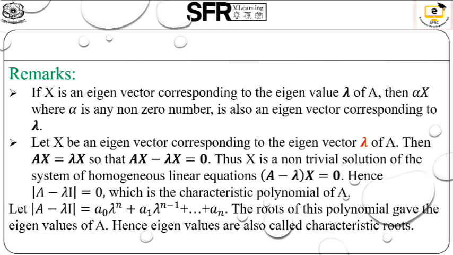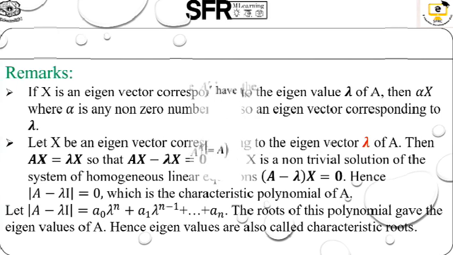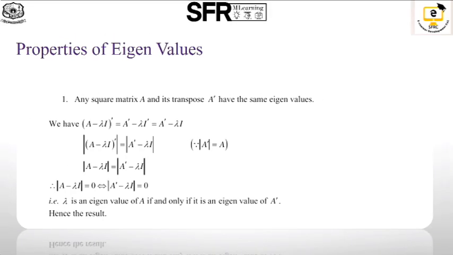Let modulus of A minus lambda I equal some polynomial, a0 lambda power n plus a1 lambda power n minus 1 plus etc. plus an. The roots of this polynomial give the eigenvalues of A. Hence eigenvalues are also called characteristic roots. So next we discuss the properties of eigenvalues.